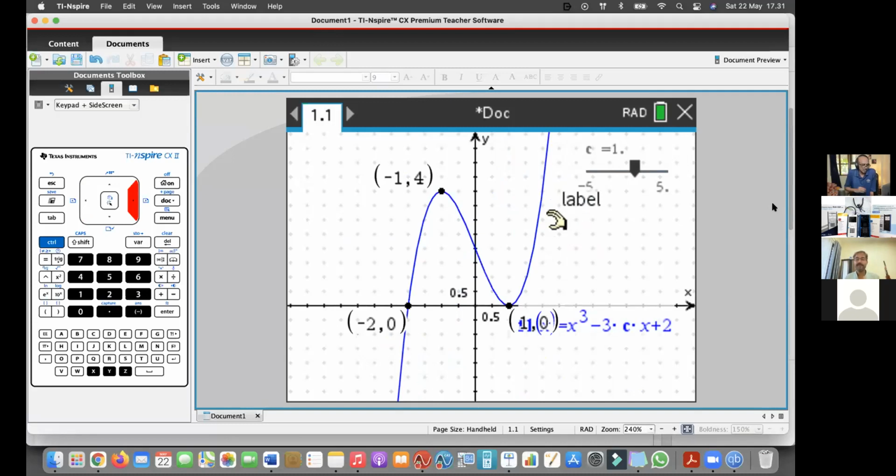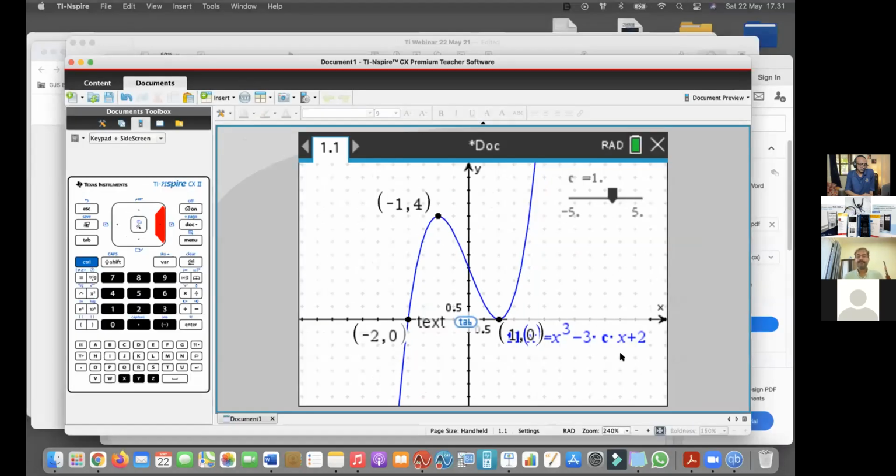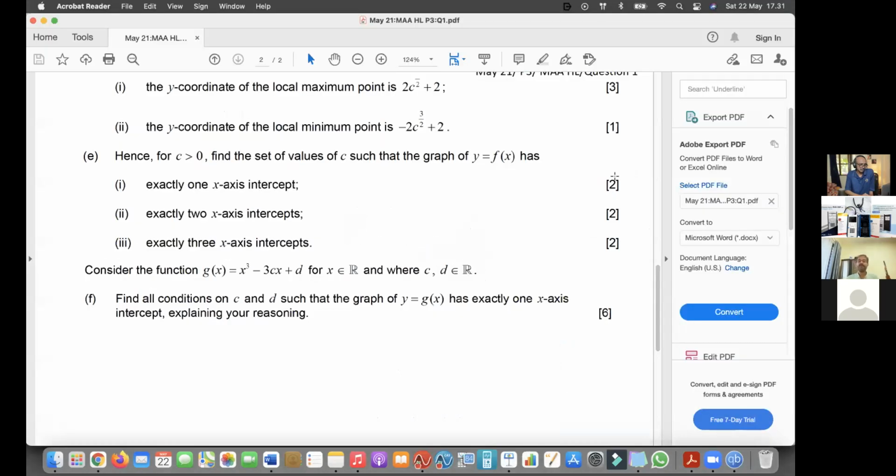So you have repeated roots and another root. At c equal to 1, you can see through your calculator, but remember you need to show your working because these are 2 marks each. So what is expected here? In the graph of f(x), it has exactly 1 x-intercept, exactly 2 x-intercepts. So anyone would like to comment? How will you start?